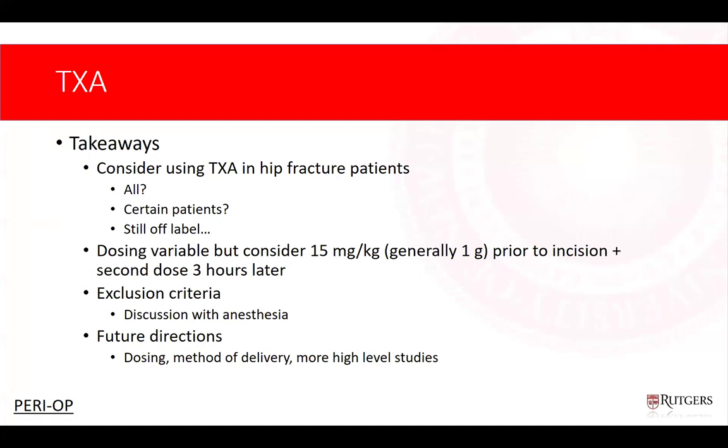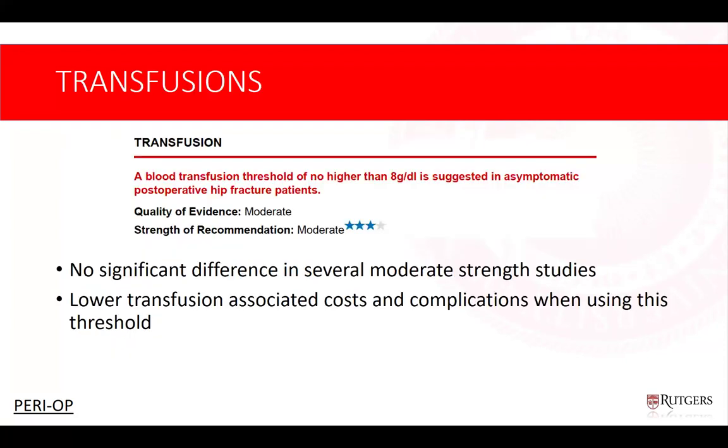Dosing is highly variable across different studies, but most commonly it's about 1 gram prior to incision and a second dose 3 hours later. Exclusion criteria are also a little all over the map. Absolute exclusion would be an allergy to TXA. You need to be careful in renal patients and those with active malignancy, and anesthesiologists are usually very familiar with TXA and will discuss any potential contraindications with you. Future directions in research, as well as using this in our practices, include dosing, method of delivery, and more high-level studies looking at the effects of TXA in this cohort.